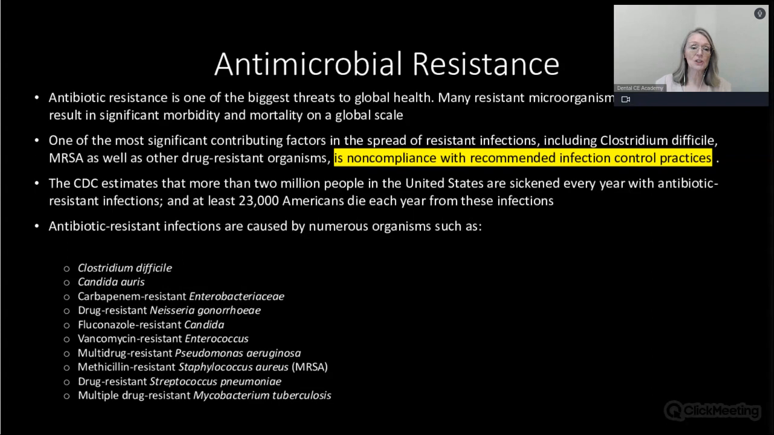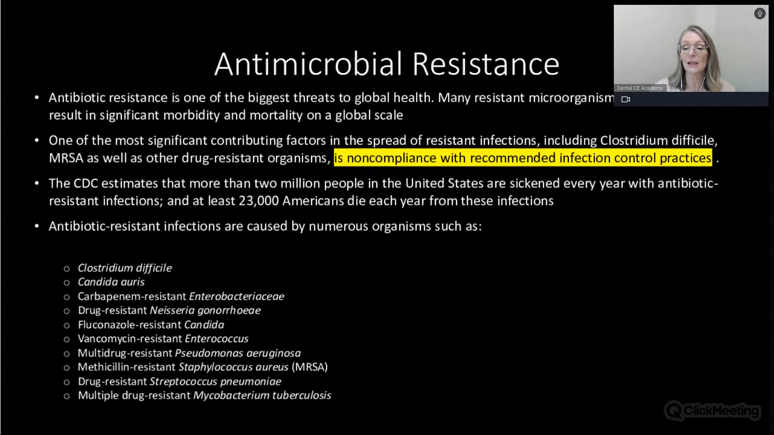Antimicrobial resistance, I'm going to talk to you briefly about because it's one of the largest threats to global public health, and many of the resistant microorganisms cause infections that result in significant morbidity and mortality on a global scale. One of the most significant contributing factors is the spread of resistant infections, including Clostridium difficile, MRSA, as well as other drug-resistant organisms, and non-compliance with recommended infection control practices.